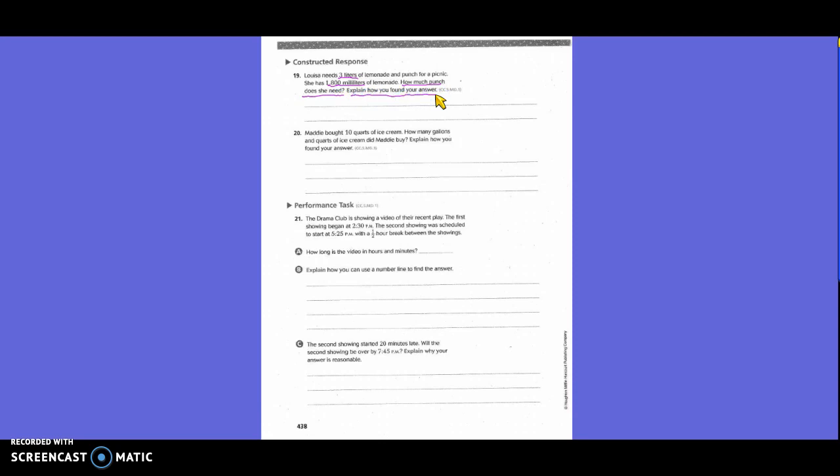I know that there are 1,000 milliliters in a liter. So 1,000 milliliters equals 1 liter. So 3 times 1,000 equals 3,000. Then I need to take 3,000 minus 1,800. 0, 0. This becomes a 10. This becomes a 2. So 2, 1. So 1,200 milliliters.